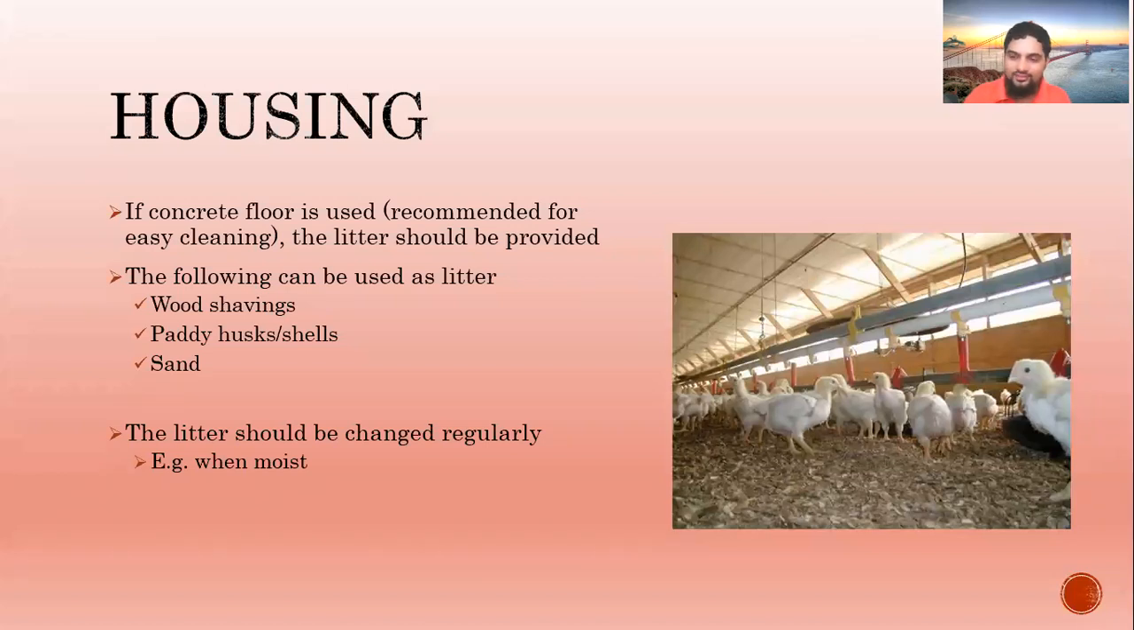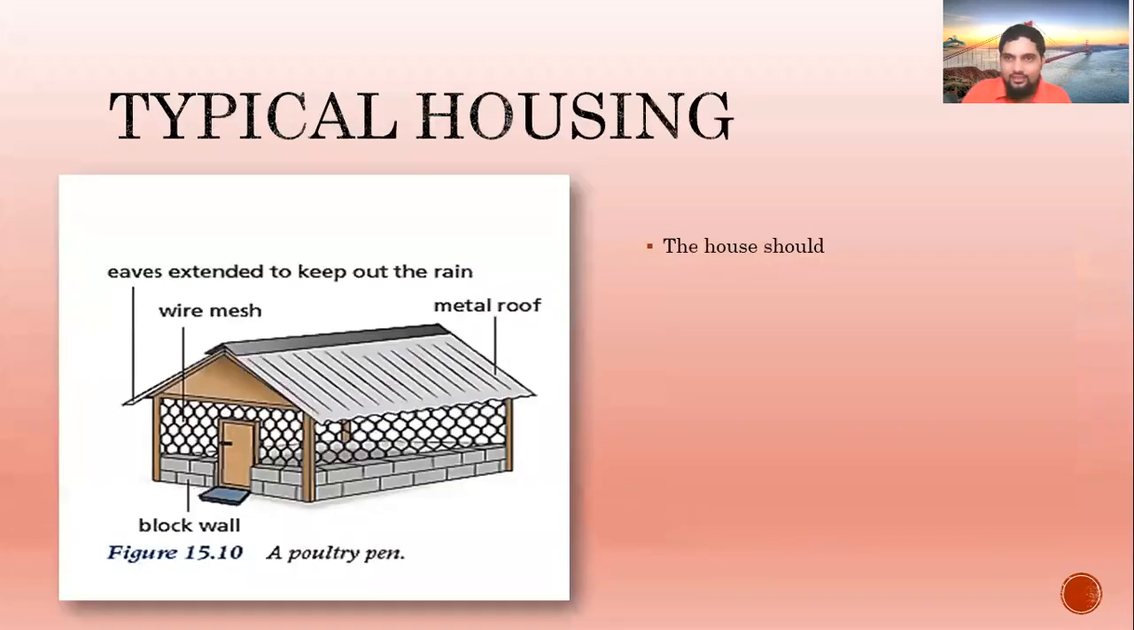And the purpose of this is that the concrete floor might be too cold, and the coldness of the floor is going to affect the baby chicks. So the litter will prevent that problem. This is how a typical house of a poultry pen should look. It should have sufficient ventilation. That is why at the sides it should have mesh. However, in the direction where there is wind and where there is rain coming in, that section should be covered.